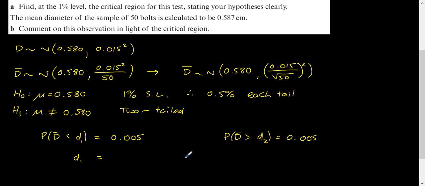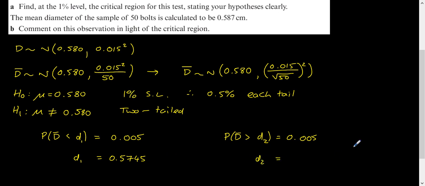So we'll go back to menu 7, or again menu 2 and then F5, and we'll use the inverse normal this time. The class whiz always works with the area to the left, so we use our 0.005 for the left area. Our sigma value is 0.015 over square root of 50. So we use the fraction button for this. And our mu is 0.580. So this value, D1, is 0.5745, to 4 decimal places.